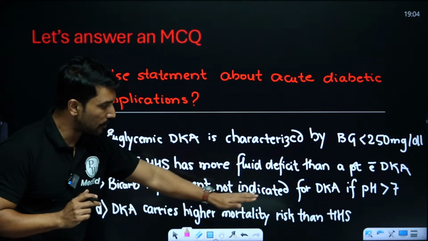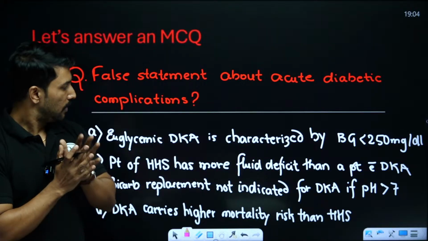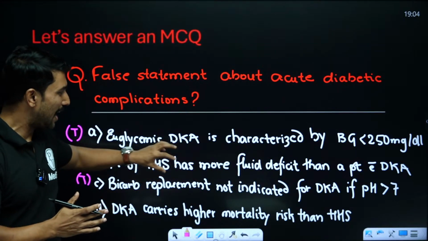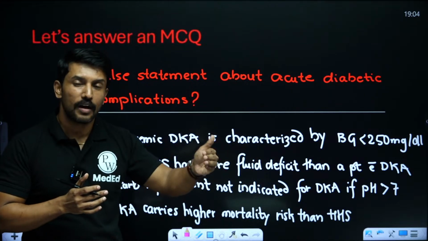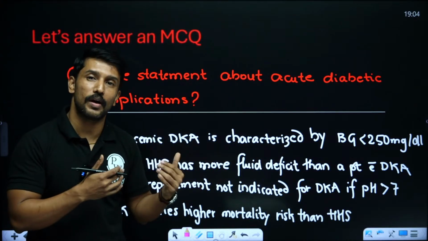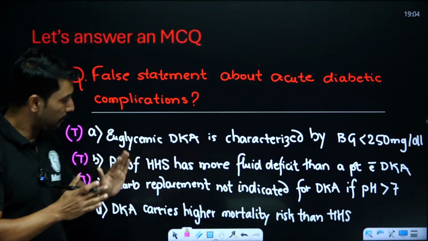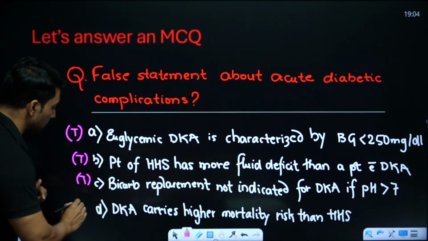DKA carries higher mortality risk than HHS. True or false? We have learned that HHS has more fluid deficit than DKA because they present late. So the chances that they succumb to hypotension or shock is also high in HHS, not in DKA. Of course, DKA has higher mortality, but not higher than HHS. So this statement is false.